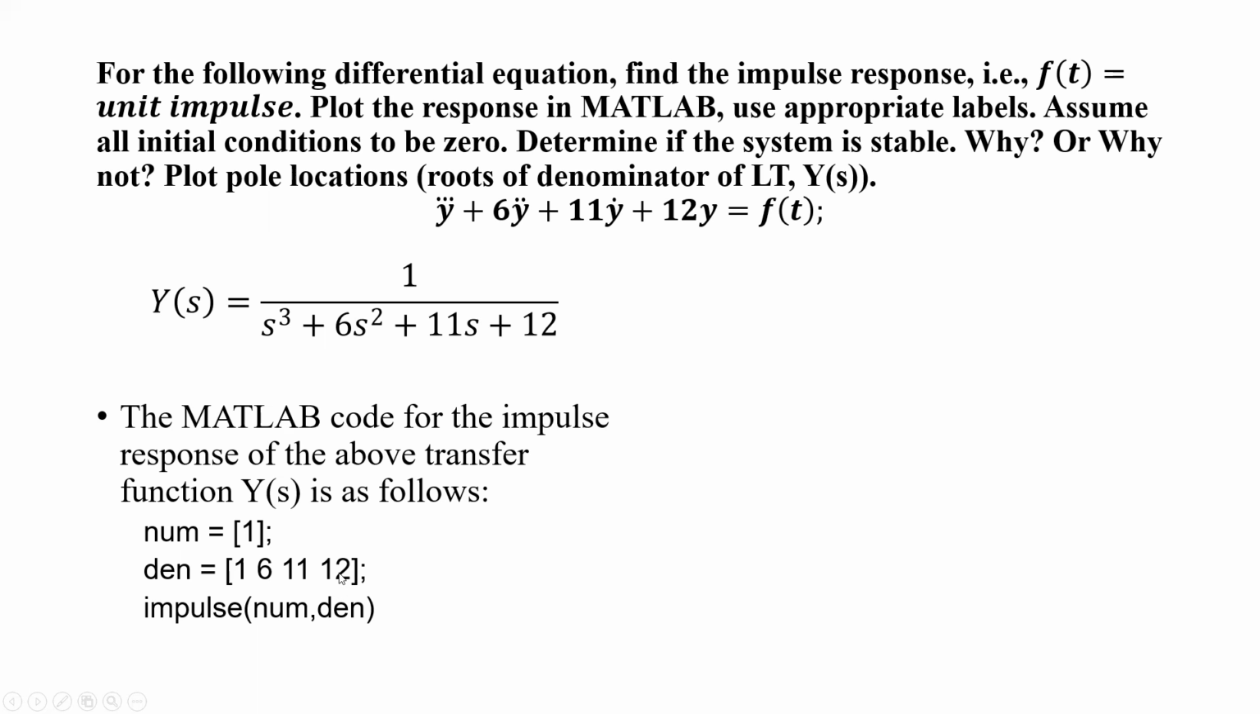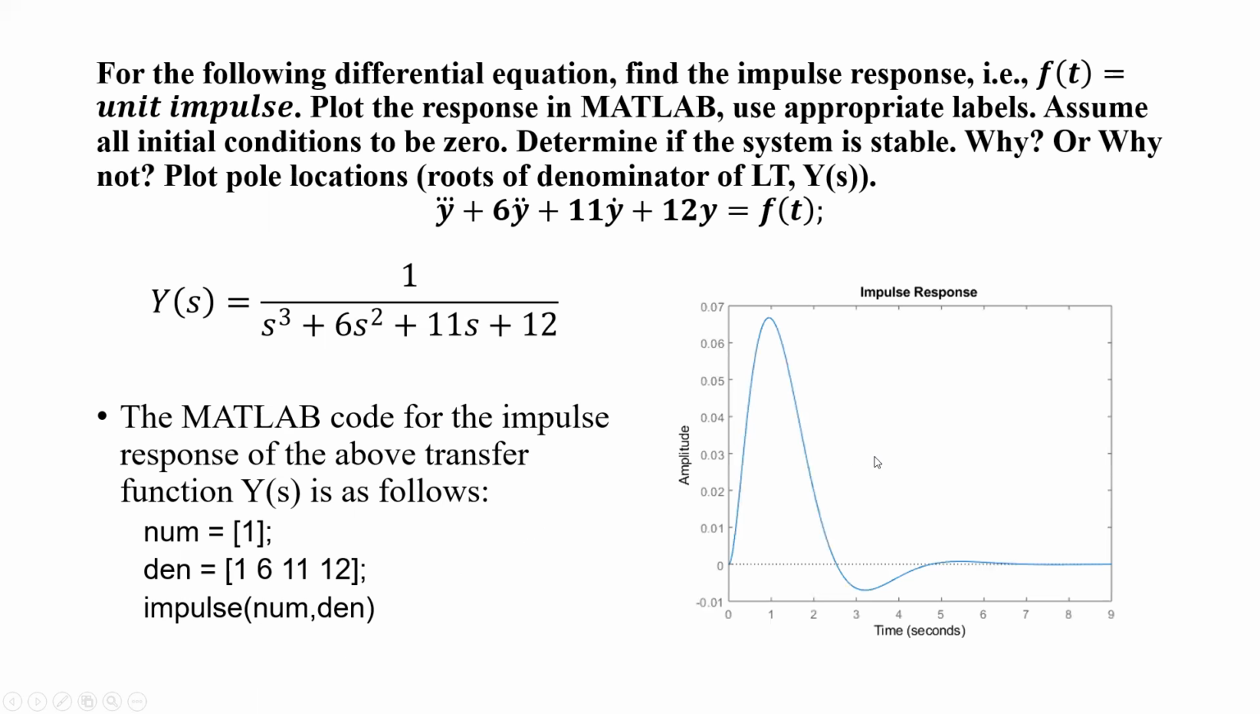For example, if one of the terms was missing, let's say we didn't have the 11s term, then in the place of 11, we have to write 0. So we will use this function impulse. When we use this function impulse, we get this impulse response plot.